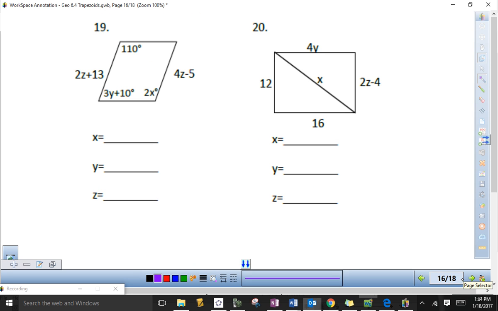All right, on number 19, we're assuming this is a parallelogram. Normally, I will tell you what each of these are because we can't assume anything normally. And this one is a rectangle. Based on that information, you should be able to find all of those missing pieces.